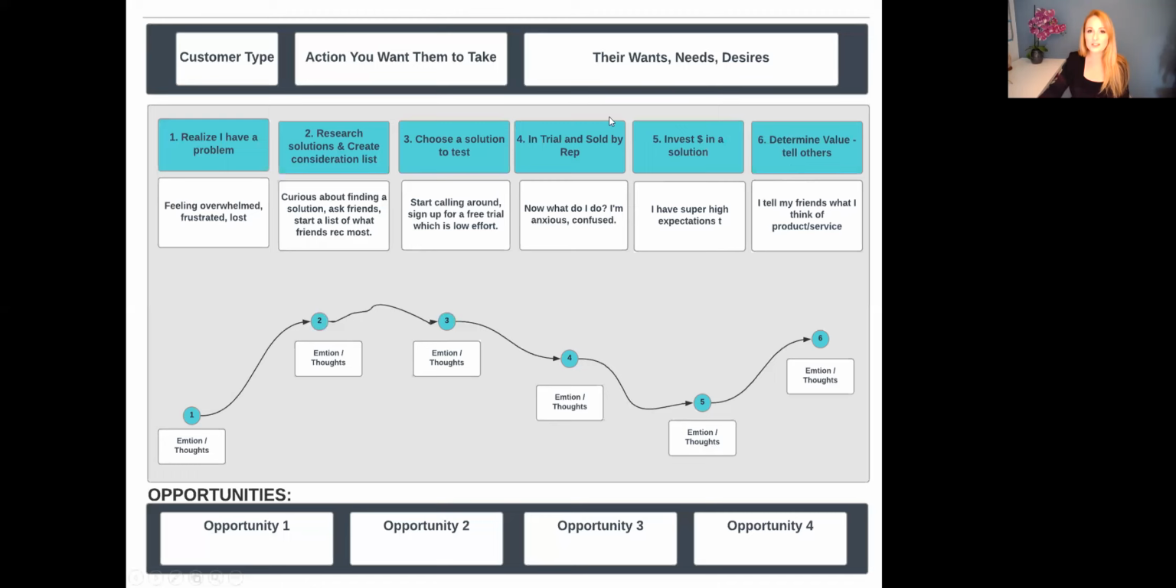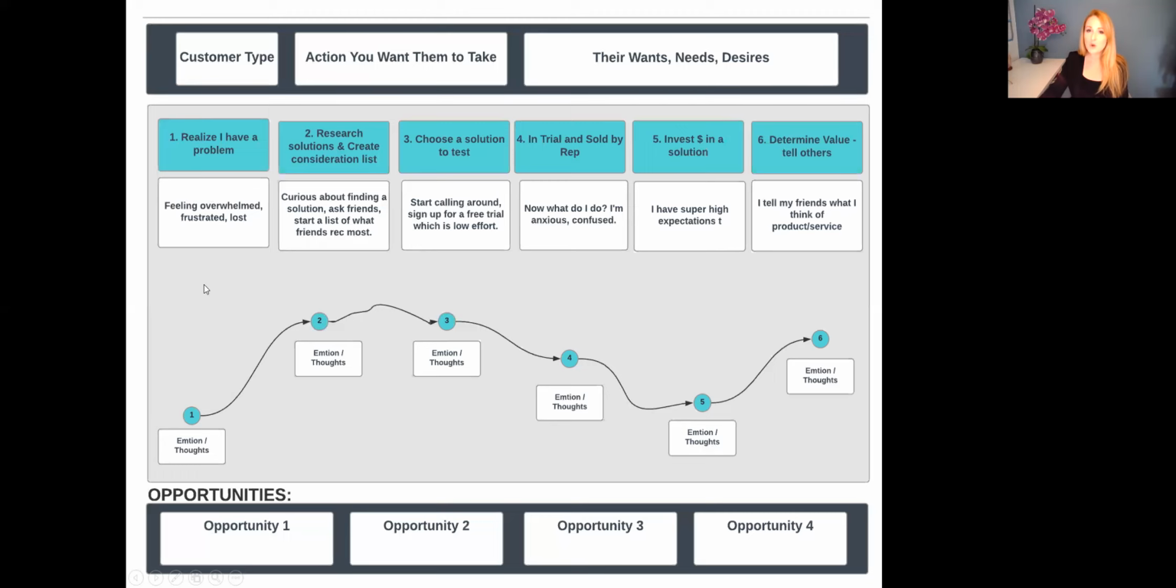This journey, depending on your product or service, could be really short or it could be really long. But what's important is that you fully understand what they're thinking and where they're at in each stage of the journey, because then you can start putting campaigns in place that help them move through that journey in a better way.